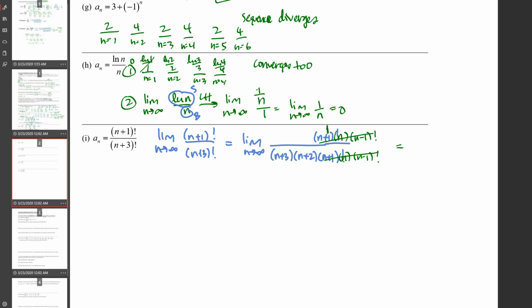out to 1. So what you get here is a limit as n goes to infinity of 1 over n plus 3 times n plus 2. Okay, and what is the answer to that? Well, n is going to get larger and larger and larger. The numerator is going to hold at 1, so this answer will be 0. So we say that this sequence converges to 0.